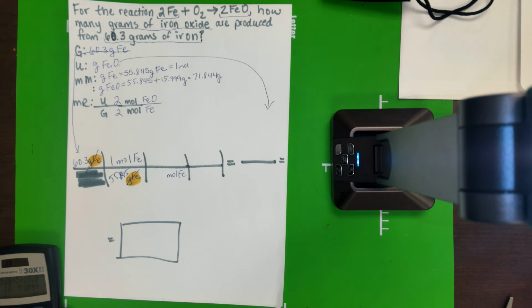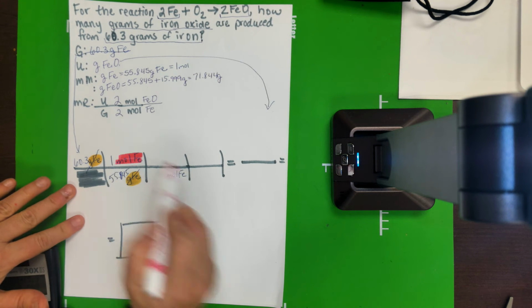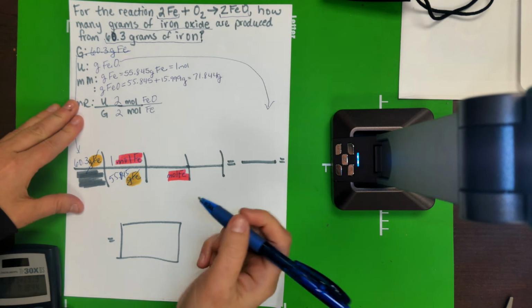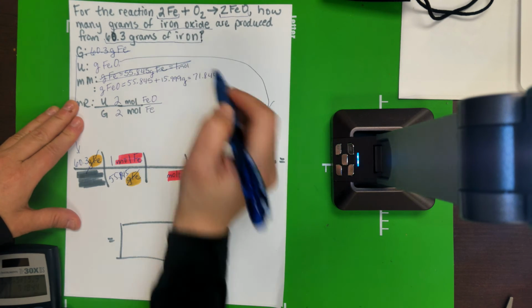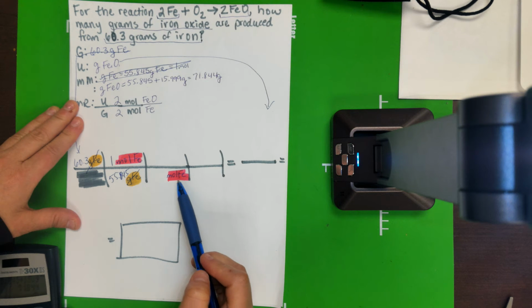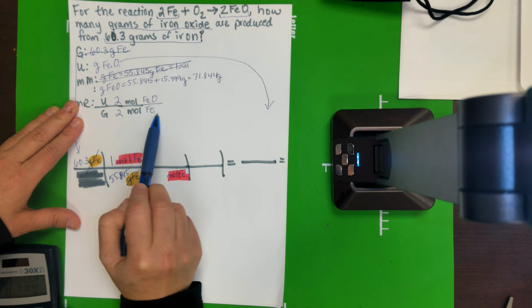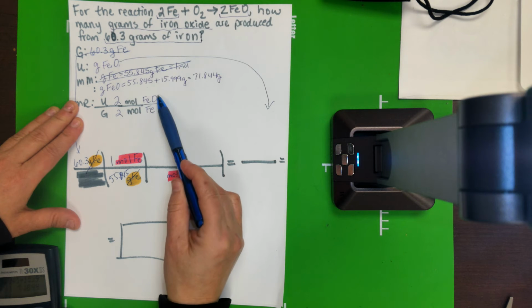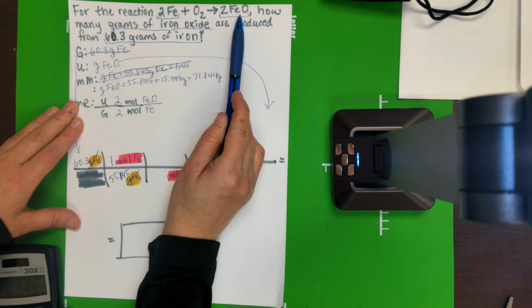And I'm going to go ahead and put that in color so you guys can see it visually. Okay, so we're already done with this one. The only one that has mole of iron on the bottom would be basically this one. You see that? So this is where we're converting from iron to iron oxide. We're going from here to here.